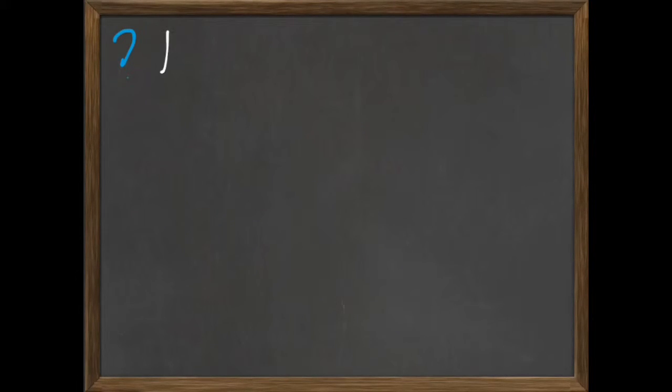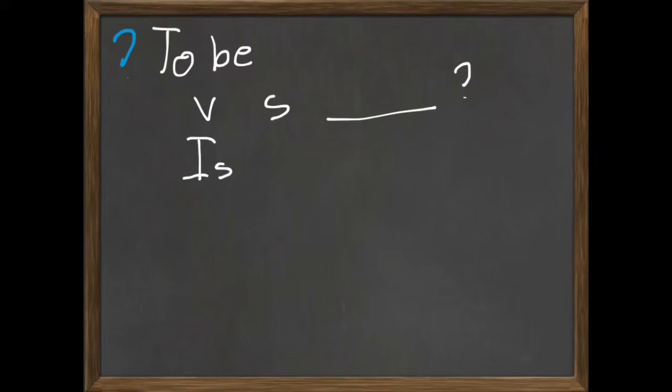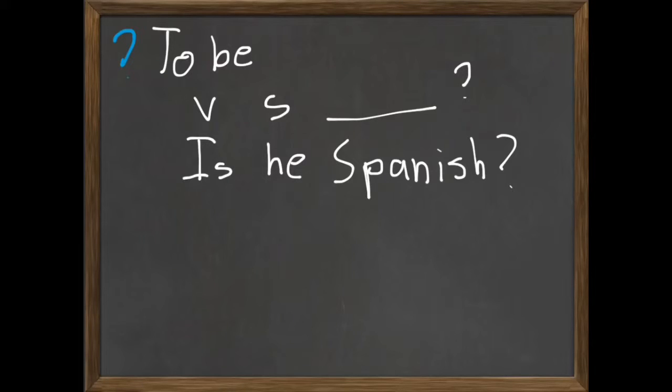Lastly, let's look at the question form of the verb to be. In the question form, we will put the verb before the subject, then the pronoun, and the question mark. For example, is he Spanish? First the verb, then the subject, and then what we're asking. In this case, is he Spanish? Spanish being a person who comes from Spain. Is he Spanish?